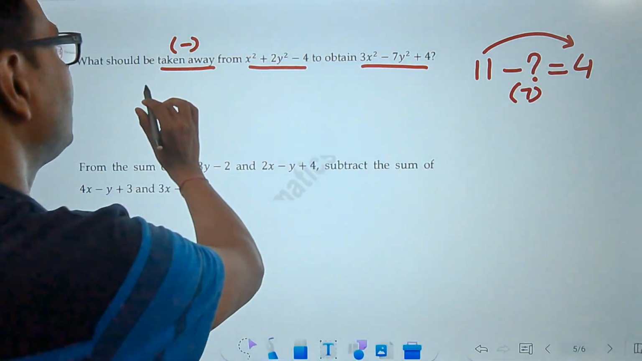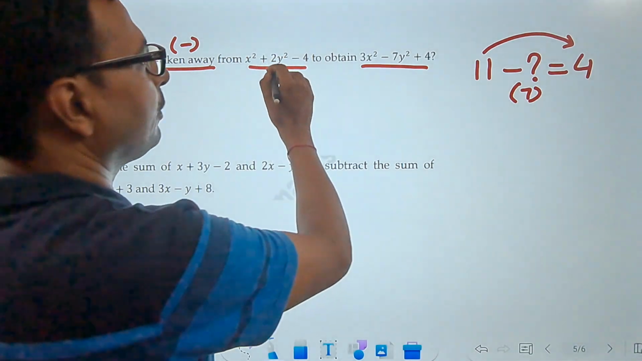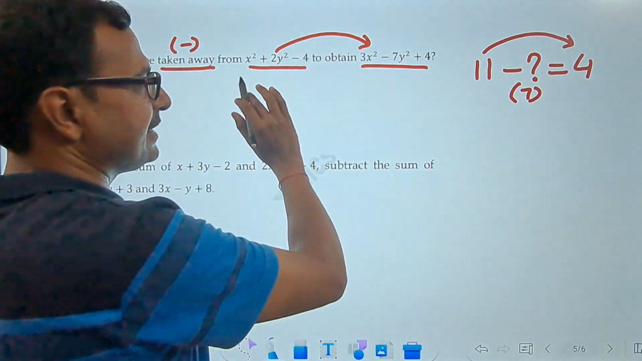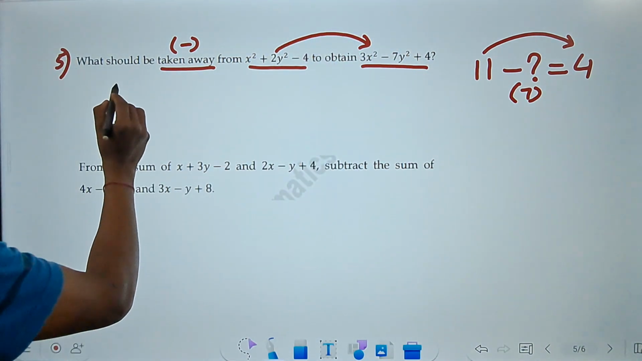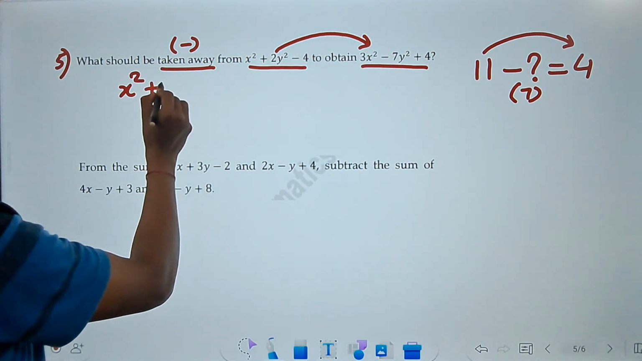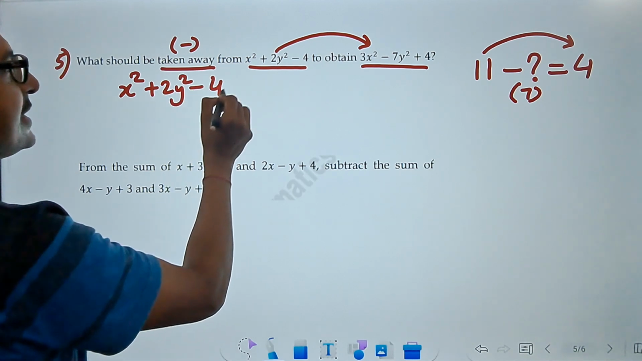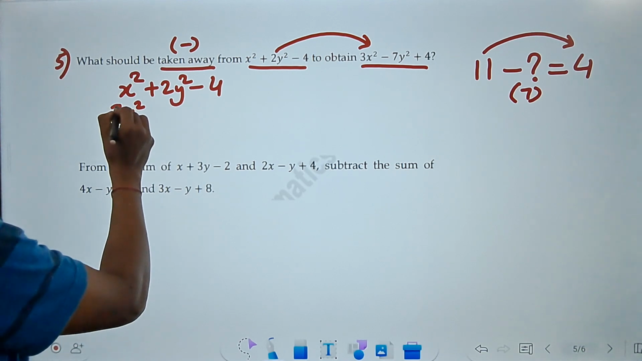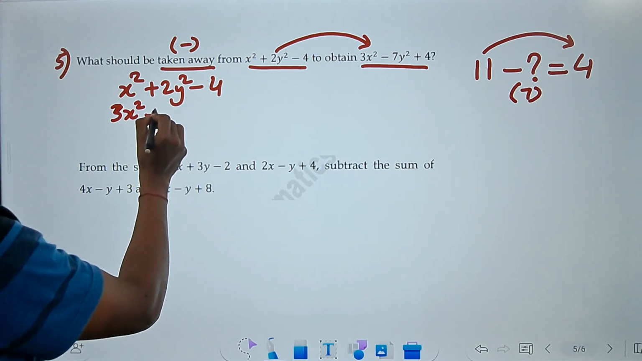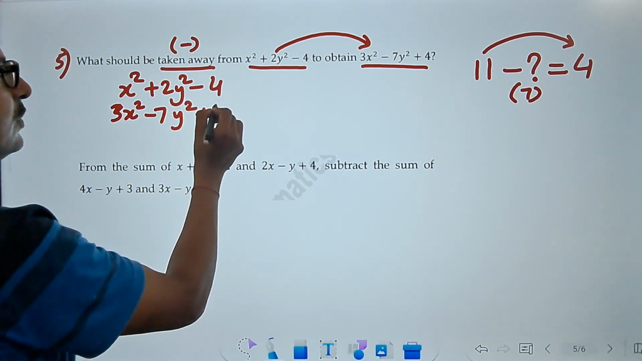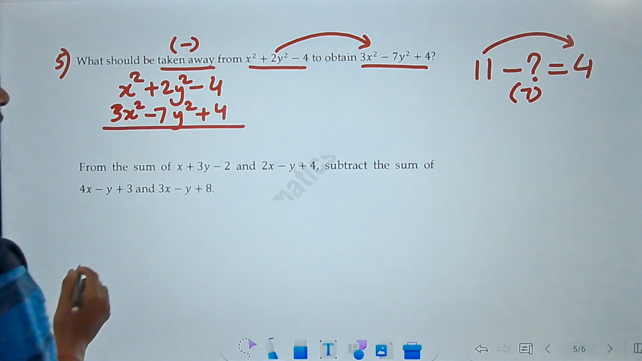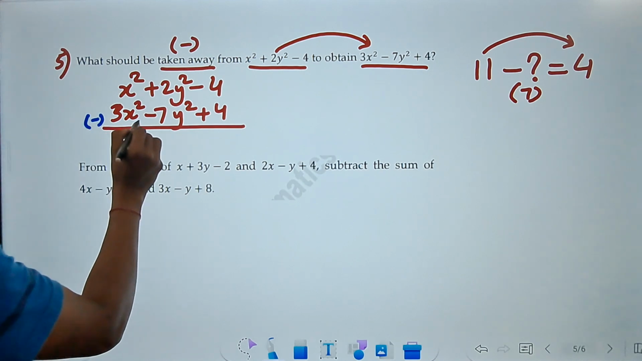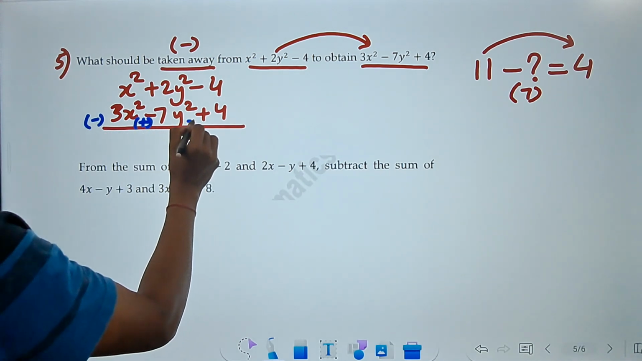So 11 minus 4. So whenever it asks you what should be taken away from a polynomial to obtain another one, you will do this minus this, like this. First minus second. So you will do the first one, x square plus 2y square minus 4, and the second one, 3x square minus 7y square plus 4. If you want to subtract them, again you have to go for the change of sign. So this becomes minus, this becomes plus, and this becomes minus.